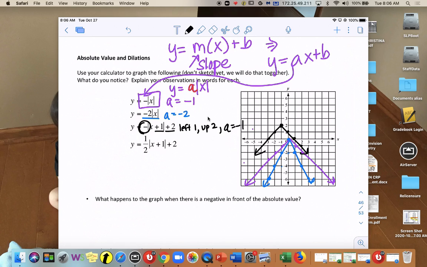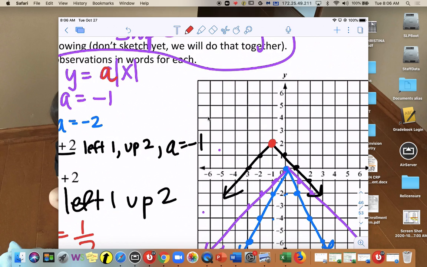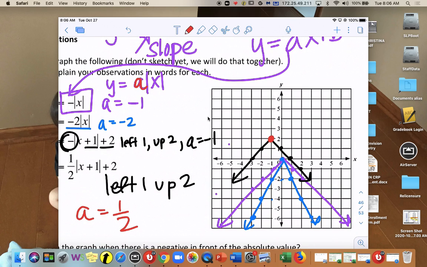Okay, and then our last one here, again, same shift as before, left 1, up 2. So I'm going to start in that same spot. But now our a value is 1/2, and it's positive. So I'm going to start left 1, up 2. So there's the red dot. And instead of going down 1 over 1 like I did for the last graph, this one's going to go up 1 over 2 because the a value is 1/2. So up 1 over 2 in each direction.